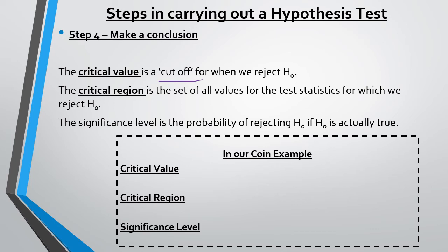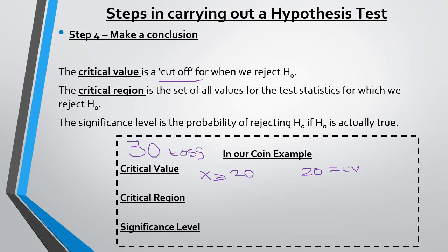So in our coin example, let's say it was 30 tosses of a coin, we might have said, right, enough's enough. If I get 20 or more, if X is greater than or equal to 20, then I reject the H0. Then I reject that it's a fair coin. So the critical value is 20. That is my cutoff point. Anything from 20 up, I am saying is not fair.